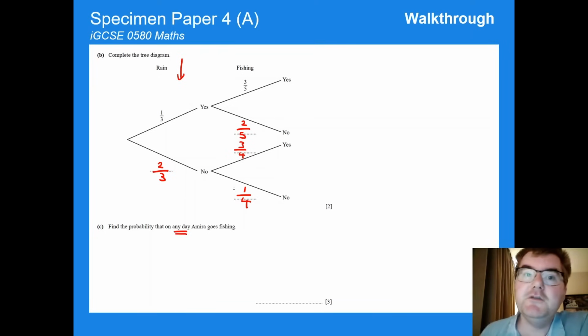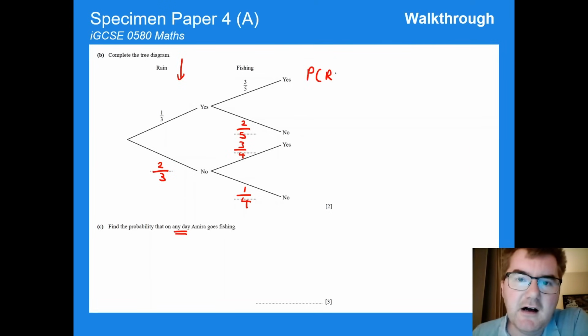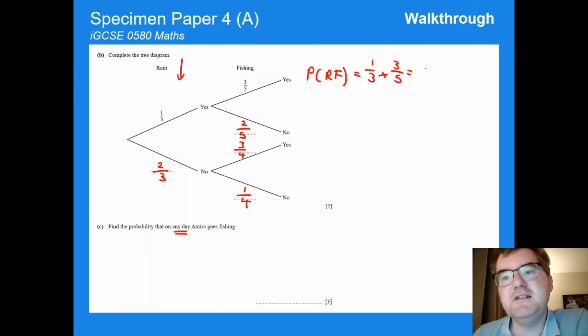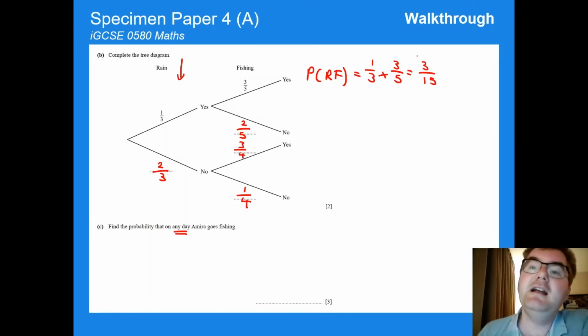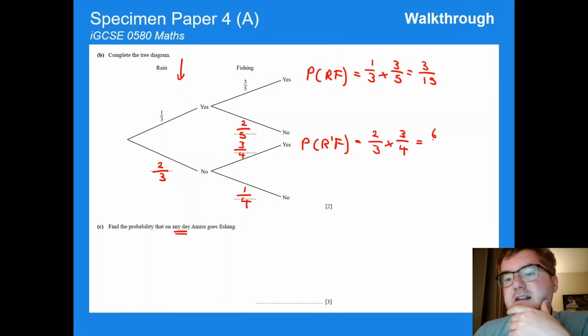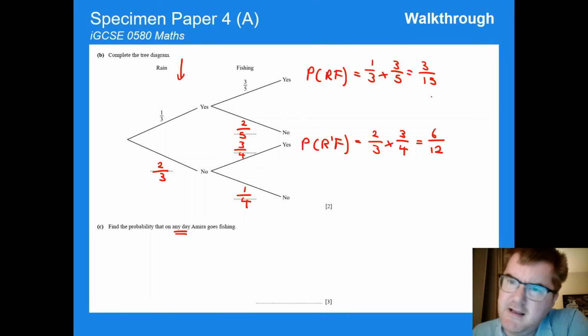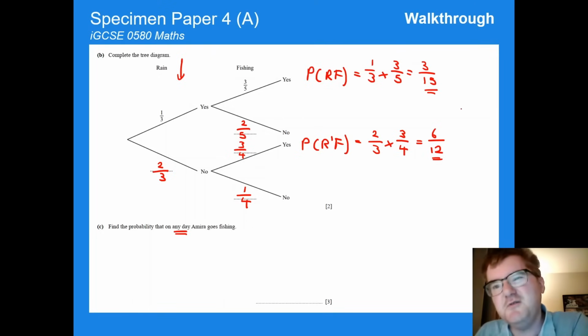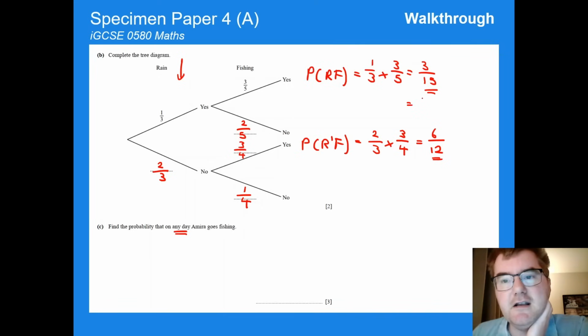So there are 2 ways we can fish. We can either go rain and fish. I'm going to call this R and F. So that's 1/3 times 3/5. That gives us 3/15. Not going to simplify my fraction yet. Notice multiplying fractions, we times the top and we times the bottom. And we have the possibility of not raining and going fishing. So that's 2/3 times 3/4, which gives us 6/12. Now I'm looking to see if I've got a common denominator. I don't, so I can simplify these fractions. So I've got here 1/5 and here 1/2.